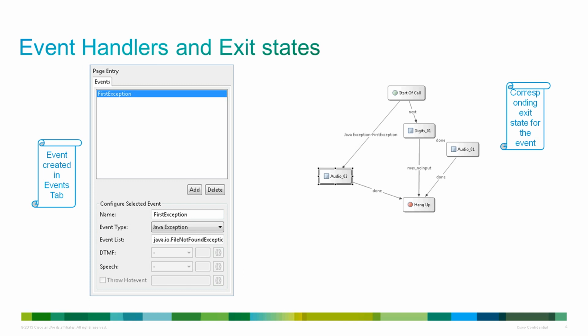Corresponding to each event handler we have added, there will be a corresponding exit state added by default. So here we have added a first exception handler, and corresponding to that an exit state got added, as you can see in the diagram.